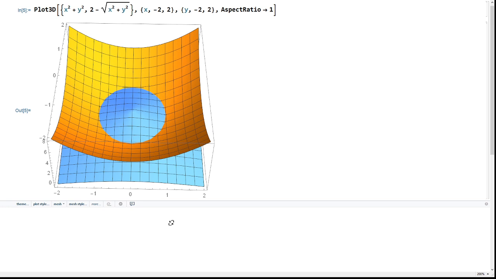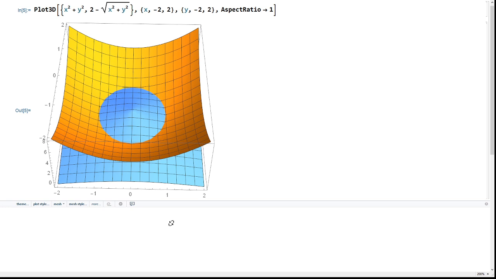So what we can do is figure out how high they intersect. We can take this equation and plug it in down here, so we're going to get z equals 2 minus square root of z. I just replaced the x squared plus y squared with z from here. And what I want to do is try to solve this for z.